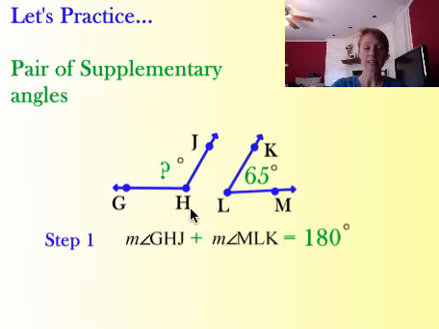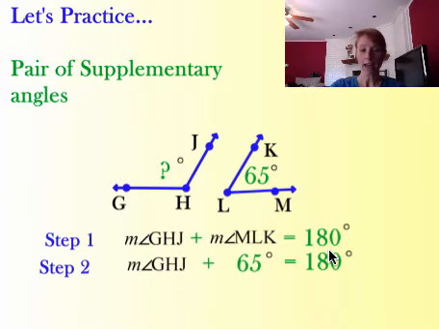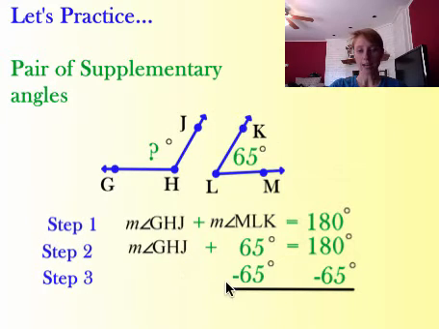So our first step, let's set up a relationship between the 2 angle measures. We know since they're supplementary, their measures add up to 180 degrees. So this is the first step I always want you to take in solving these types of problems. Our next step, let's go ahead and plug in the value we know for our given angle. We know that angle MLK is 65 degrees. We don't know GHJ, that's what we're trying to solve.